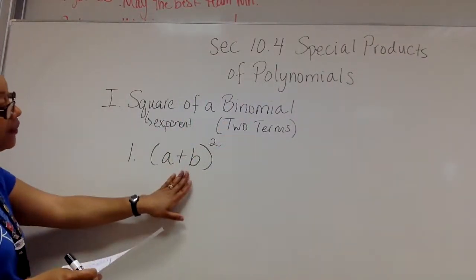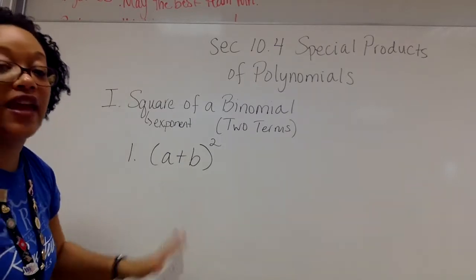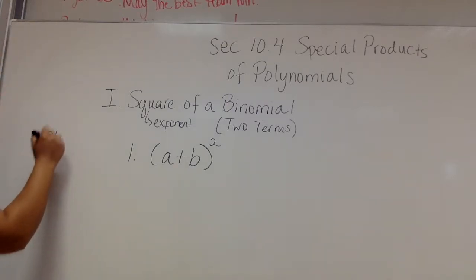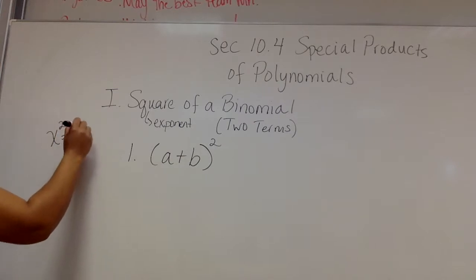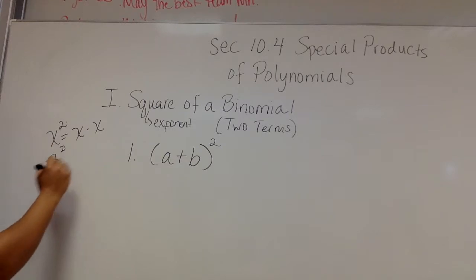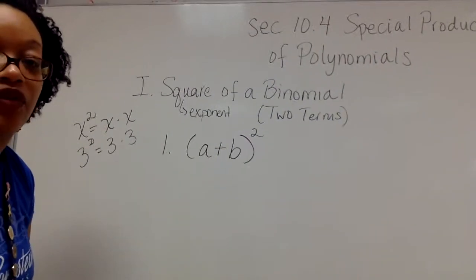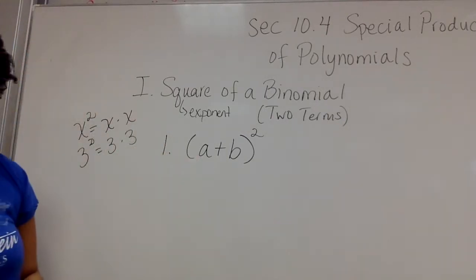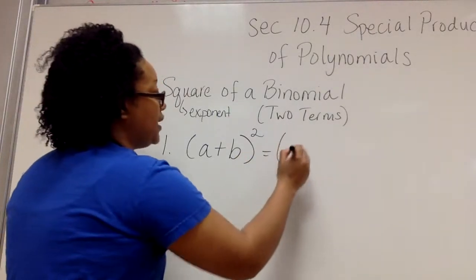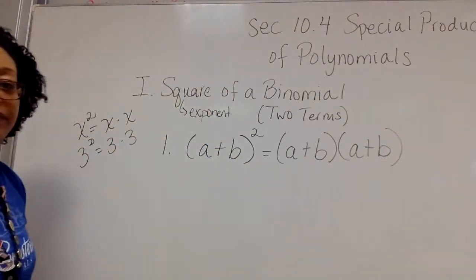And what happens here is that when you're squaring the binomial, it's the same as saying, and you don't have to write this down, just watch, x squared. We know that x squared is x times x. Or if I said 3 squared, we know in our mind what we're really doing is just multiplying 3 times 3. Well, you have to do the same thing with the binomial. If there's a binomial that's being squared, that simply means it's that binomial multiplied by itself.